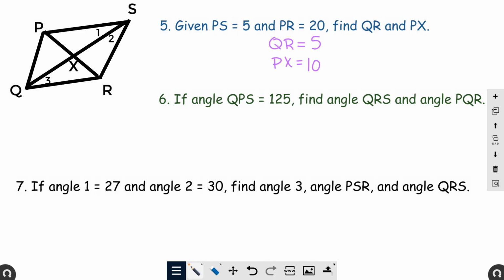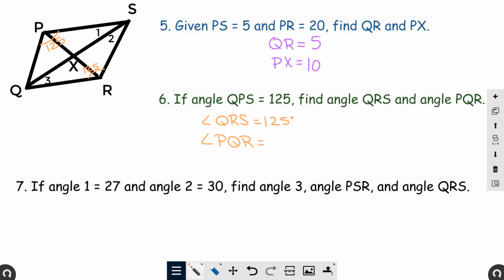The next one's talking about angles. Angle QPS is 125. If we were to trace out QPS, that's this whole angle here, is 125 degrees. Find angle QRS. Well, where is QRS? Is this bottom angle. So what's the measure of this angle? 125, because in a parallelogram, opposite angles are equal. Now let's find PQR.